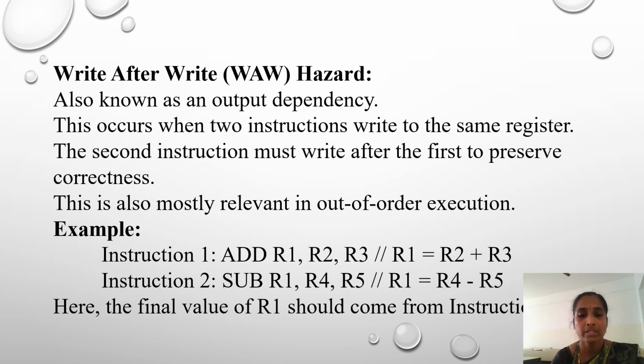For example, instruction 1: we add R2 and R3 and store the result in R1 register. In instruction 2: we subtract R5 from R4 and store the result in R1. Here the final value of R1 should come from instruction 2. So here write after write hazard happens. So these are the data hazards. We have solutions for the data hazard.